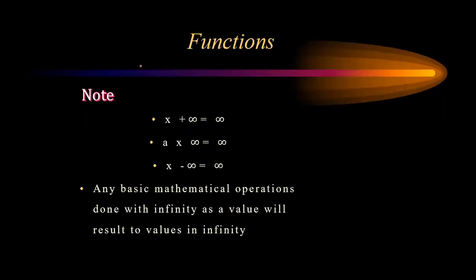Yes, we need to know this as we move on to our next topic, which is the limit of a function. We also need to understand that when we have x plus infinity, it gives infinity. When you have a times infinity, it also gives infinity. This a and x can mean any value. Is that okay? Any basic mathematical operation with infinity gives infinity. 200 minus infinity gives infinity. 2 billion times infinity gives infinity. Is that okay? Any basic mathematical operation done with infinity as a value will result in infinity. Do we understand? Thank you. Now let's move on to our next topic, which is the limit of a function.